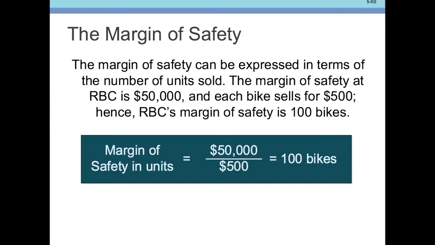If you look at it in another way, you can turn it into a ratio. In this case, RBC's margin of safety can be expressed as 20% of sales. In other words, we are selling 20% more than break even. So you could also look at it that way. 400 bikes to 500 bikes, 20%. So we're selling 20% more than break even. We have a margin of safety of not losing money of 20% based on our sales of 500 bikes.